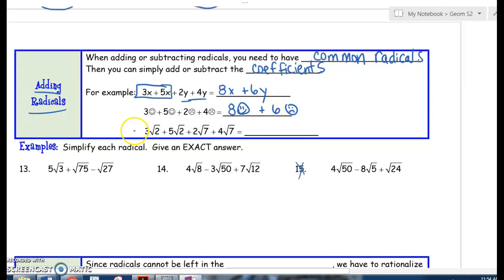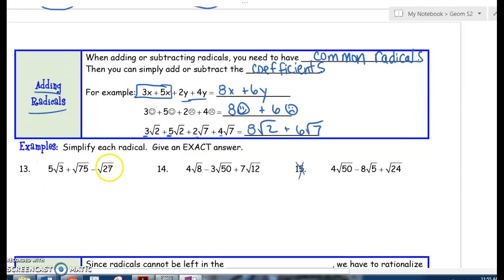And then when we get to radicals, same idea. You're looking for common radicals. So like these ones both have a root 2. Once you have that, combine the coefficients. Just the 3 and the 5 get added. You have 8 root 2. So you have 3 roots of 2 plus 5 more gives you 8 roots of 2. And then you combine the root 7's. 2 plus 4, you'll get 6 root 7. You just combine the coefficients.